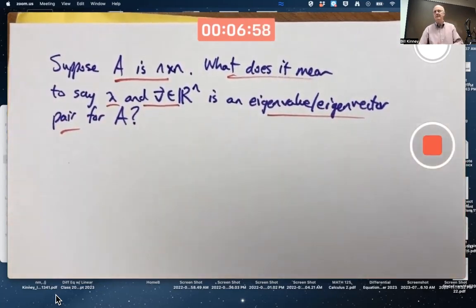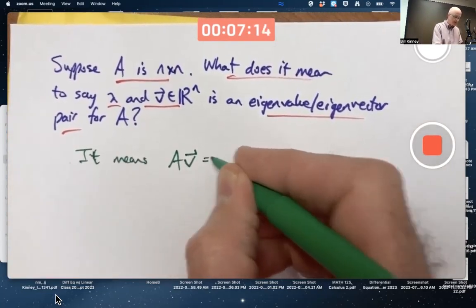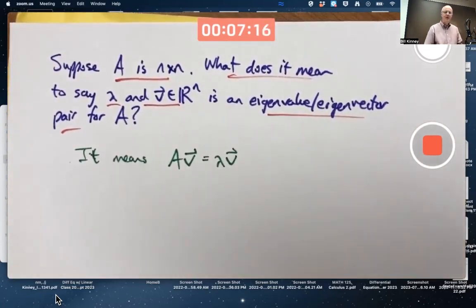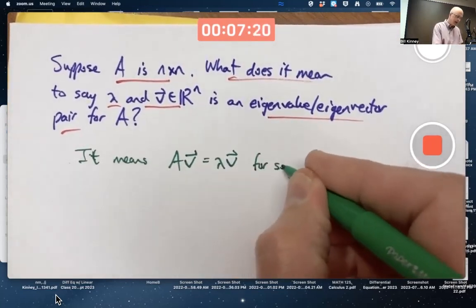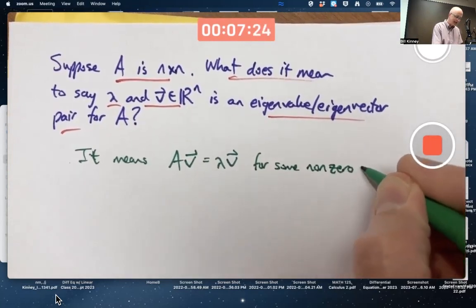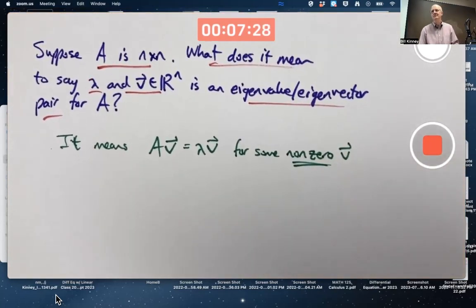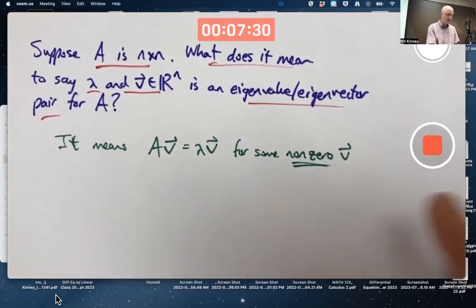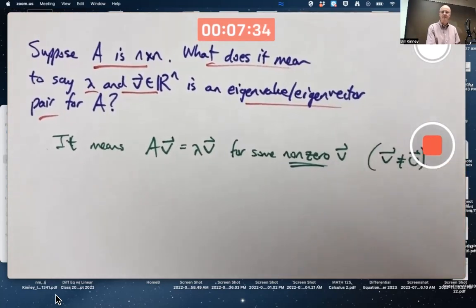That's something to always keep in mind. Eigenvalues and eigenvectors always go together. It means A times V equals lambda times V. When that happens, for some non-zero vector V, it is essential that you say V is non-zero. I wrote the word non-zero. You could also write V is not equal to the zero vector.